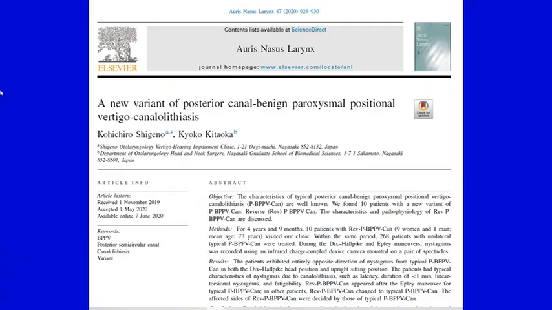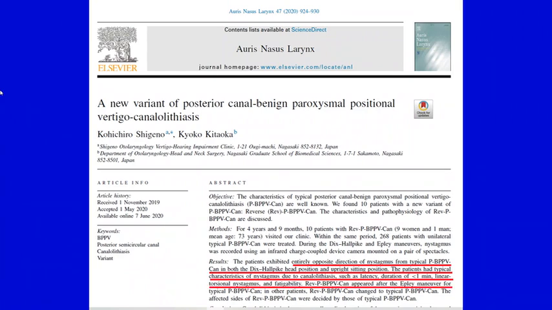This is another variant, the Shigeno variant, described in 2020. The patients exhibited an entirely opposite direction of the nystagmus from the typical posterior canal BPPV. Both in the Dix-Hallpike position and in the upright sitting position, the patient had typical characteristics of nystagmus due to canalolithiasis, such as latency, duration less than 1 minute, linear torsional nystagmus, and fatigability.